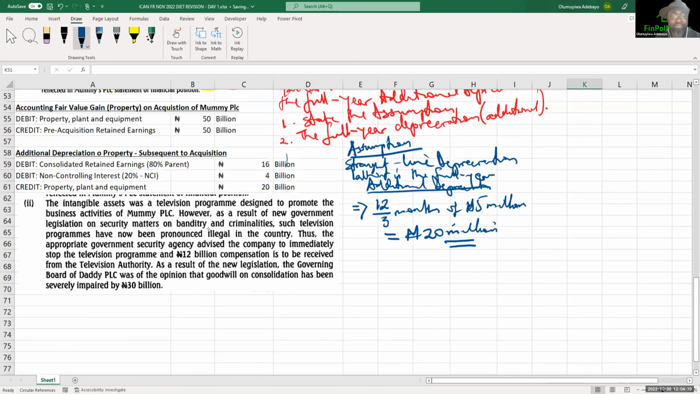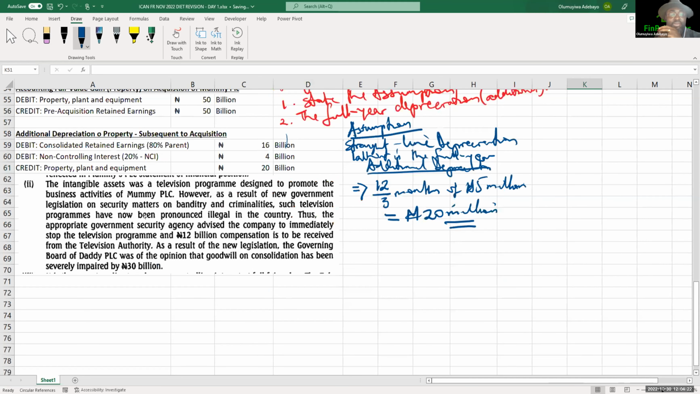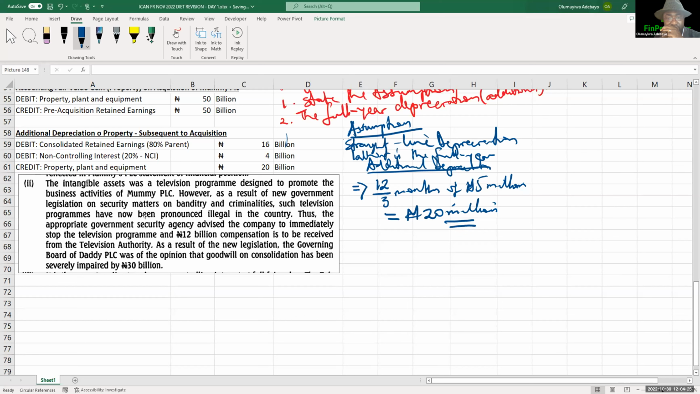Now, let's look at this information here. The intangible asset was a television program designed to promote business activities of Mommy PLC. However, as a result of new government legislation on security matters, on banditry and criminalities, such television programs have now been pronounced illegal in the country. Thus, the appropriate government security agency advised the company to immediately stop the television program, and 12 billion compensation is to be received from television authorities.